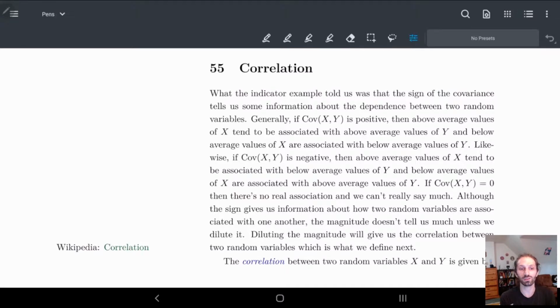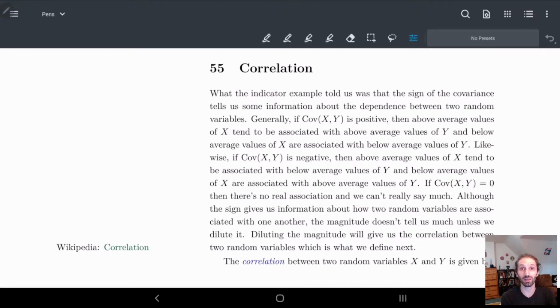A very similar thing happens with negative dependency, but reversed. Above averages of x are associated with below average values of y, and below averages of x are associated with above averages of y. This comes from the given probabilities. If the covariance is zero, then there's no real association and we can't really say much.